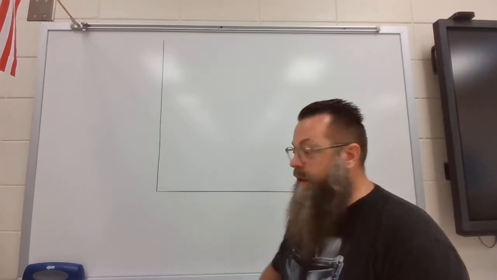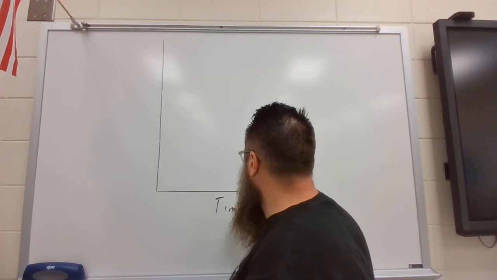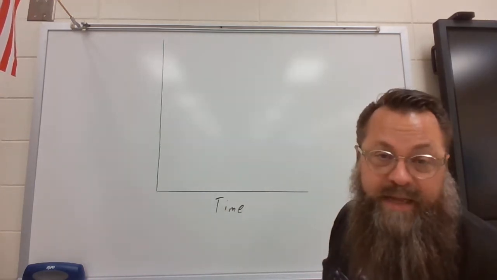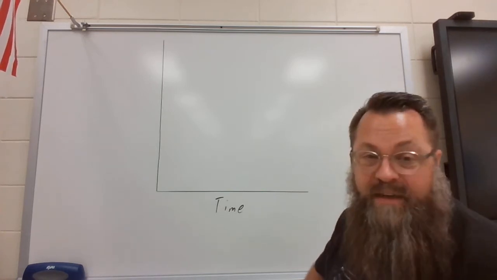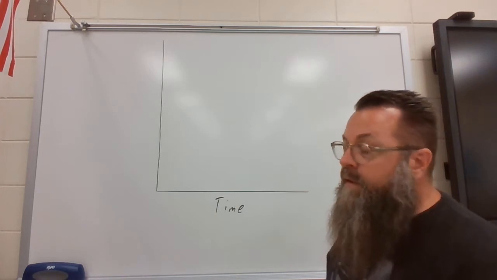Just a couple of real quick basics. Time is always on the horizontal axis, because it's an independent variable. Time is always going to be happening. We don't really adjust time.